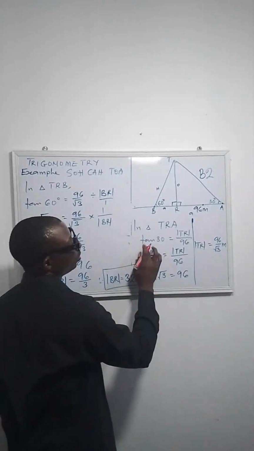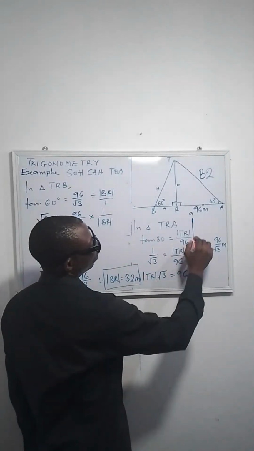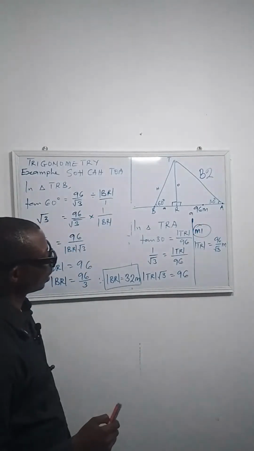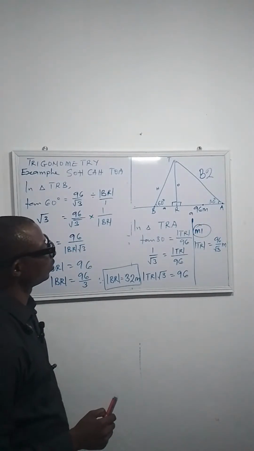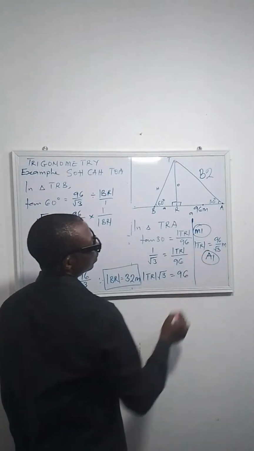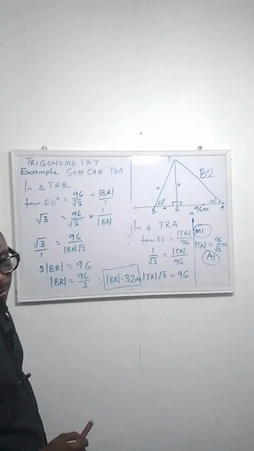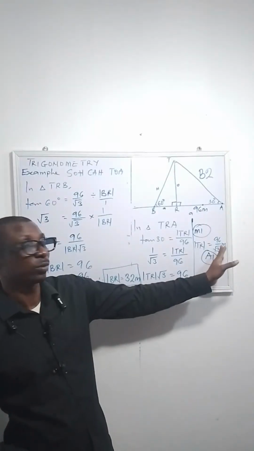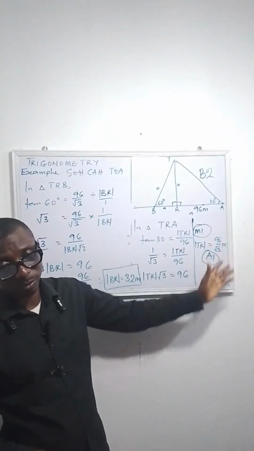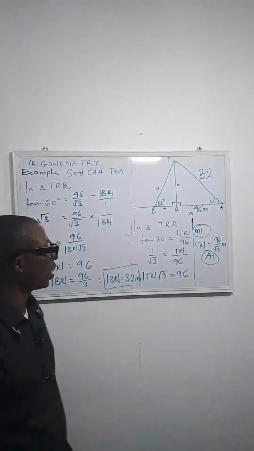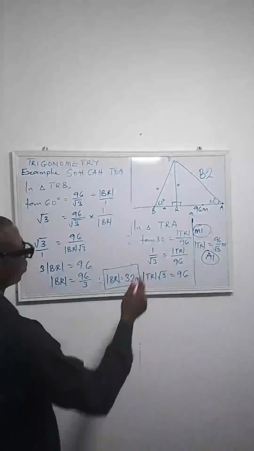For making use of this trig ratio, you have M1, and for getting your answer to be this, 96 over square root of 3, you have A1. You can rationalize the denominator if you like, but there's no problem. Once you are able to write this, marks will be given.